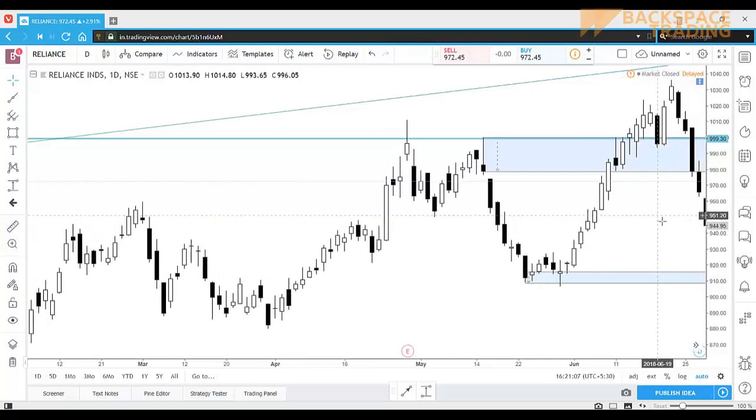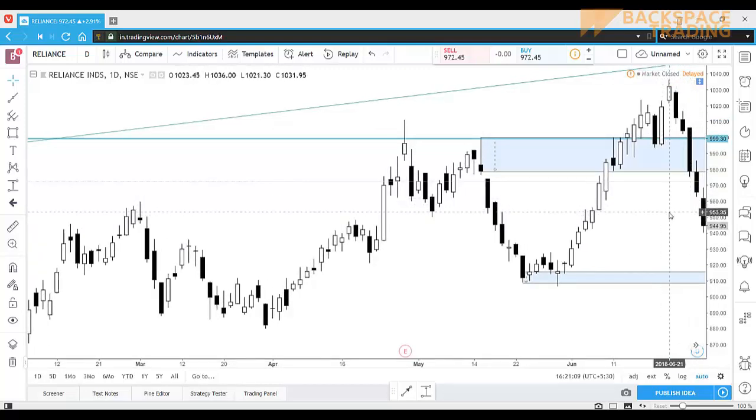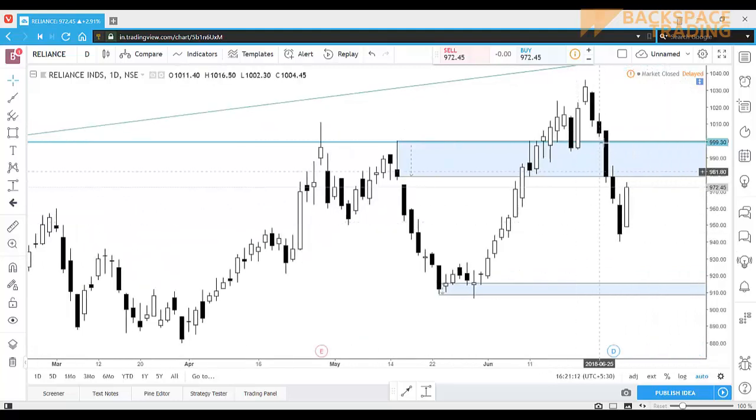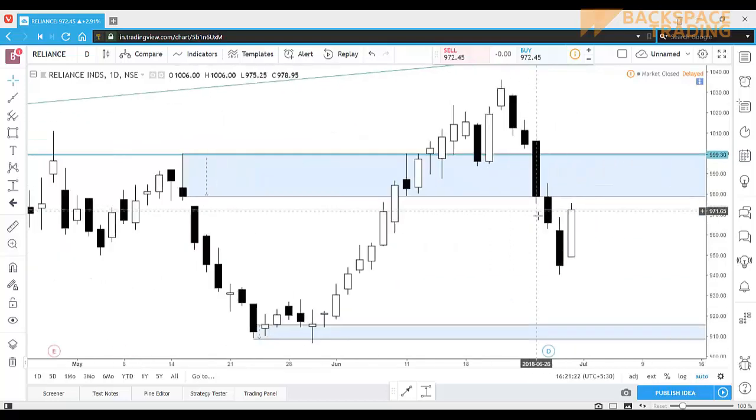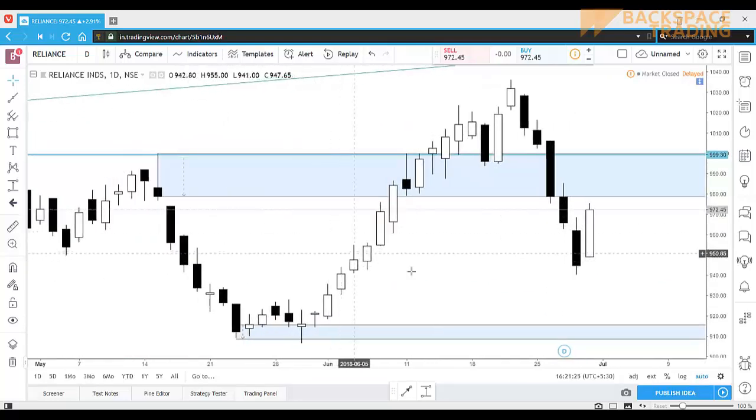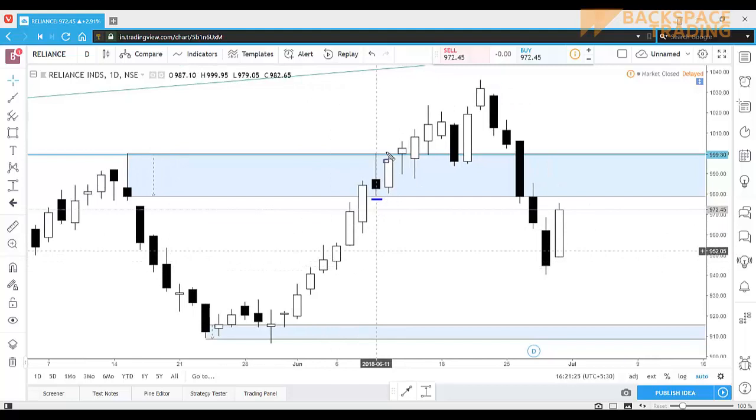And this happened. My expectation was this move on here, but it didn't happen. Even though everything was stacked in my favor, I took a sell trade. I ended up in loss. I bought here, made a profit.